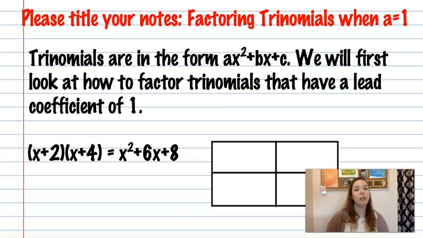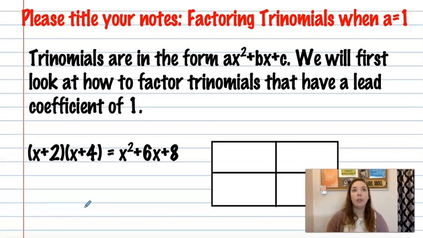So here it says trinomials are in the form ax squared plus bx plus c. This is the most common form we'll be dealing with. We will first look at how to factor trinomials that have a lead coefficient of 1, meaning that it almost looks like it doesn't even have a lead coefficient. There's no number there, meaning there's a positive 1 there in reality. And we're starting with these simply because they're easier. And we'll spend a couple days on this type, and then we'll talk about what happens when the lead coefficient is not 1 and what we do with that.